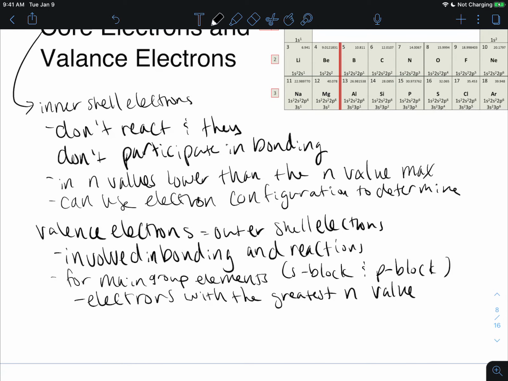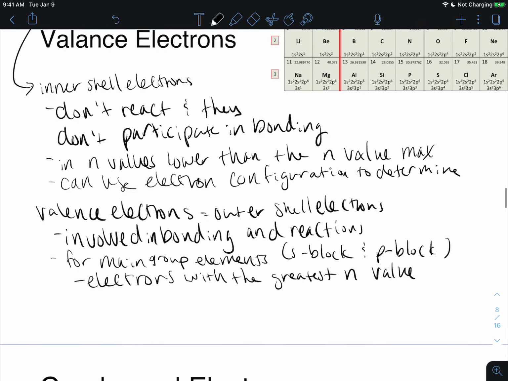However, if we're talking about things with partially filled D or F subshells, then those electrons in the D and F subshells are also considered valence electrons.